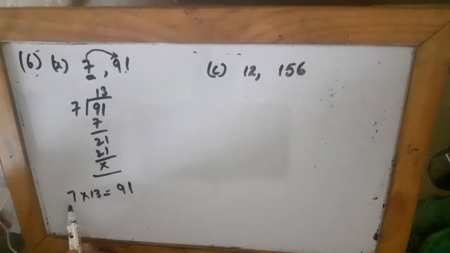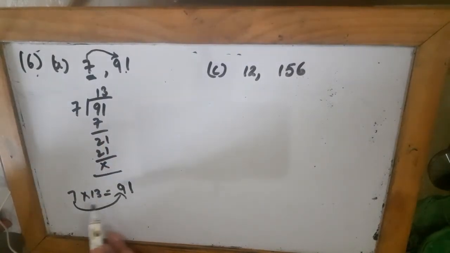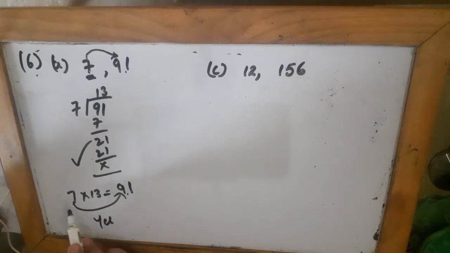So they are asking, is the first number, 7, a factor of 91? It means, does it divide 91 exactly? Yes, it divides 91 exactly. So I can say yes, 7 is a factor of the second number, that is 91.